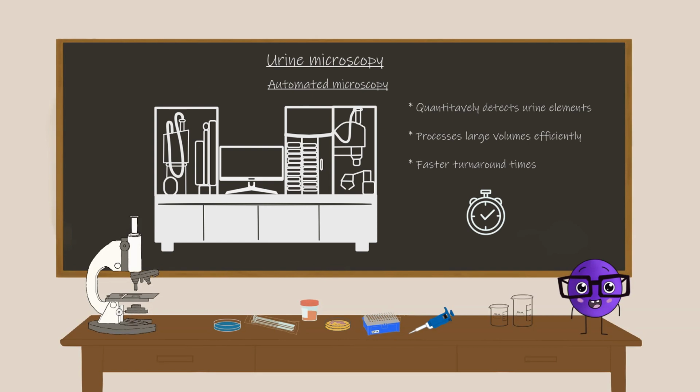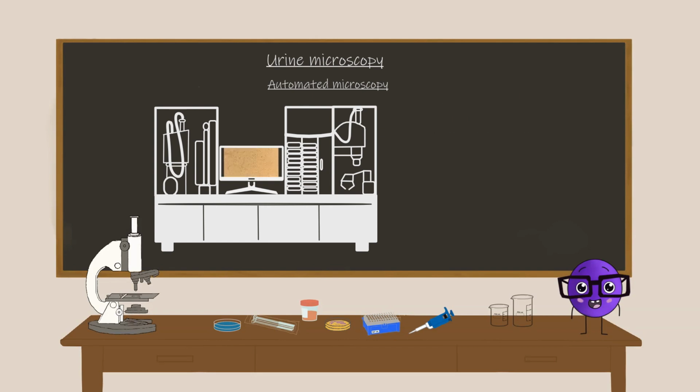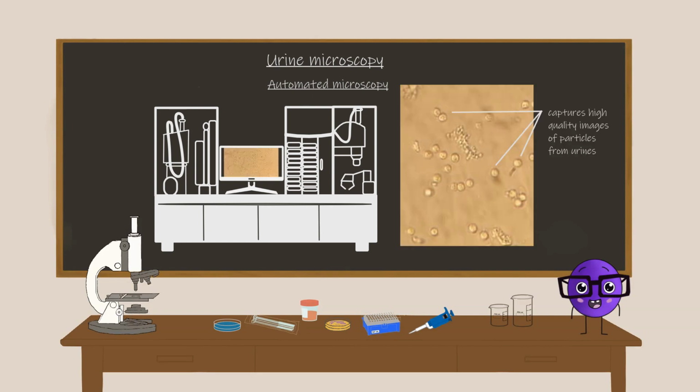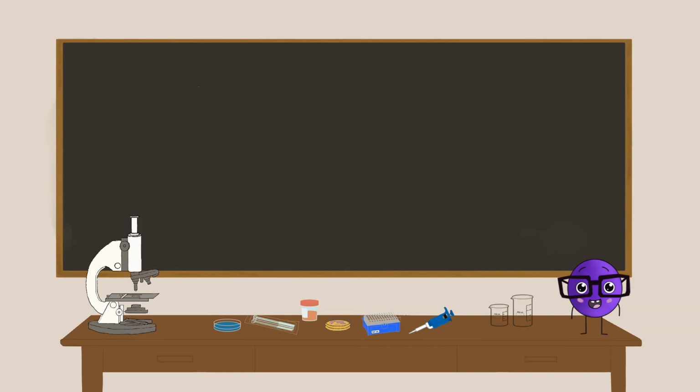Some analyzers have built-in microscopes and image processing software to identify a wide range of particles in urine samples. These results are usually automatically transferred onto the computer system, where a scientist uses it to make decisions based on the evidence provided.